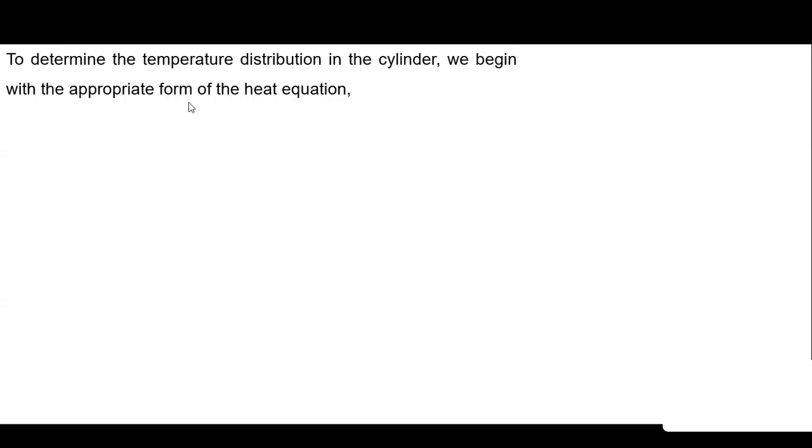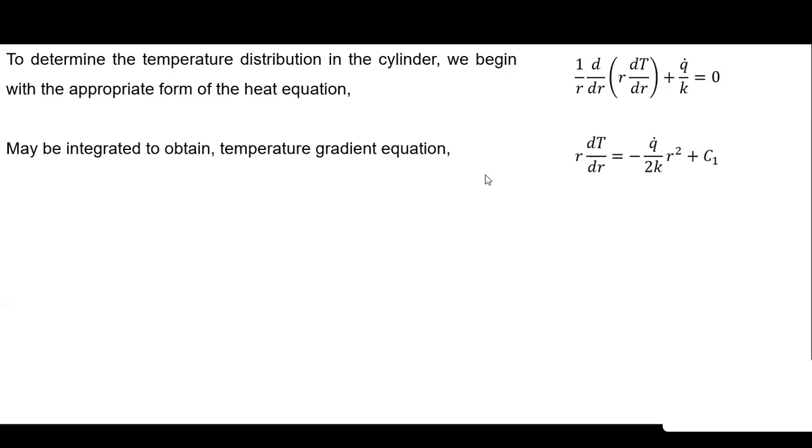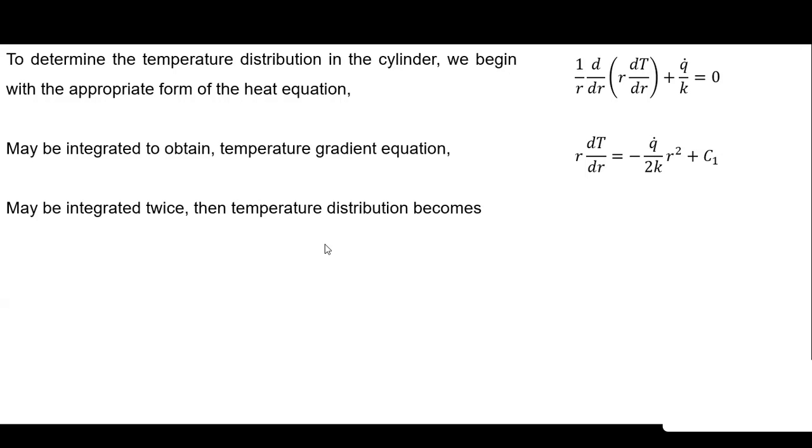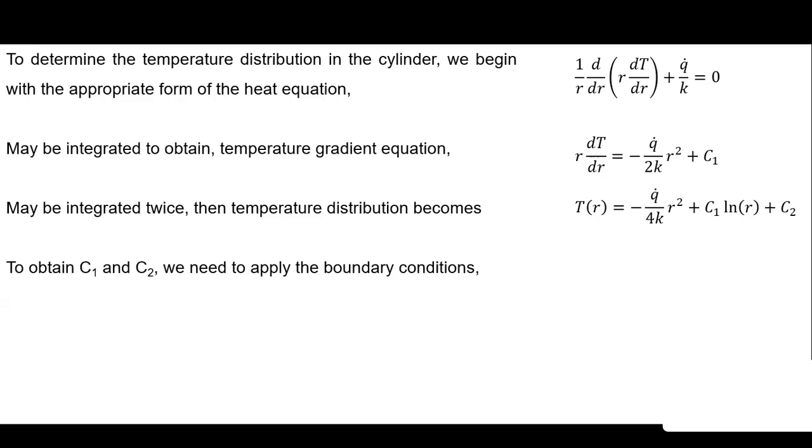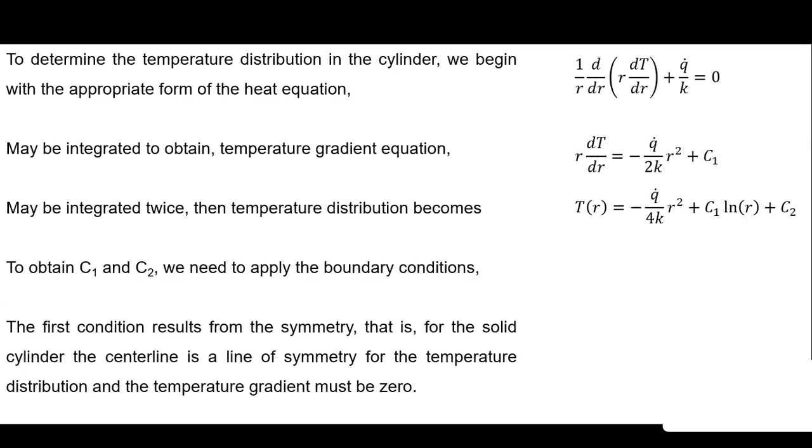To determine the temperature distribution, the appropriate form of equation is this. Then the temperature gradient equation is this. Already we have done this, and once again it can be integrated to give the temperature distribution equation. So we have got all the equations now. Now we have to obtain the values of C1 and C2. We need to apply the boundary conditions. And what is the boundary condition?